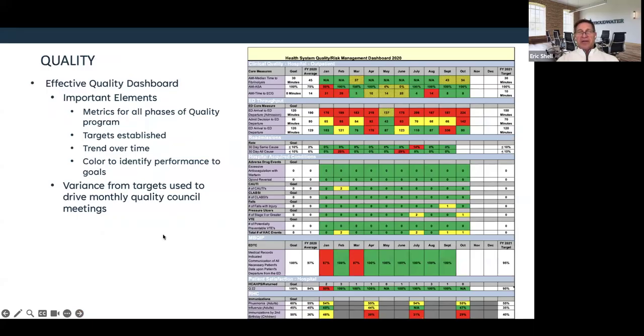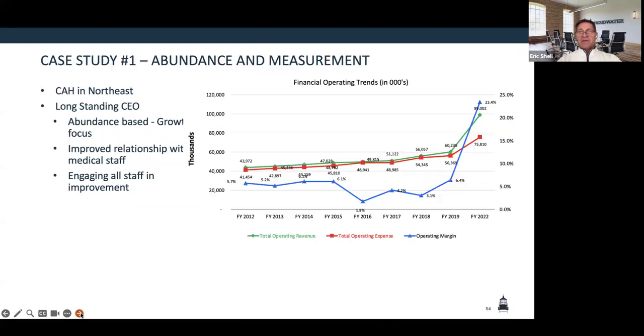Here's the quality dashboard that I was saying. I thought this was a pretty comprehensive quality dashboard. I'm sure many of you have something like this in your organization. They have hospital outpatient, ED throughput, readmissions, hospital acquired conditions, MBQIP. But again, they have the metric, a goal, their average for the prior year, kind of where they are currently, and then color coded to show where they have to target in on improvement. So I really liked this one for quality.